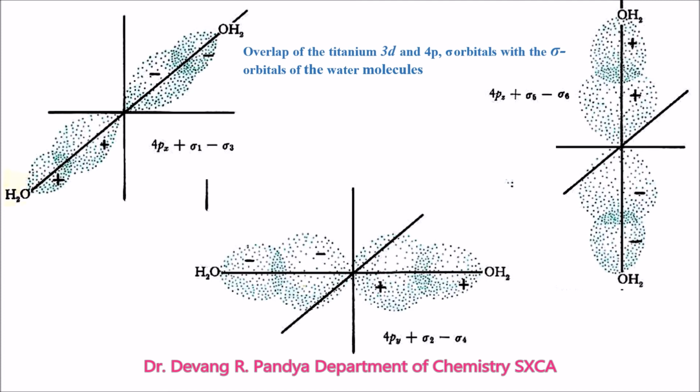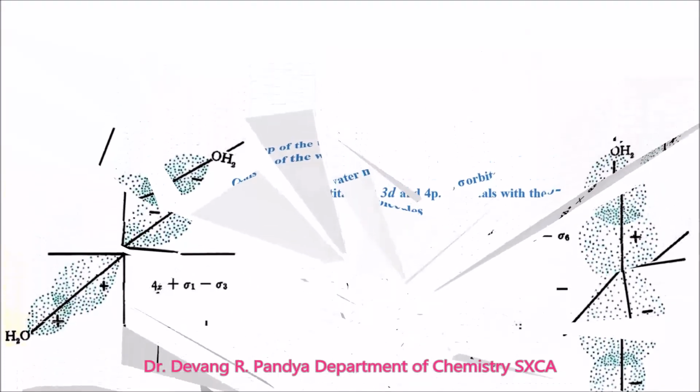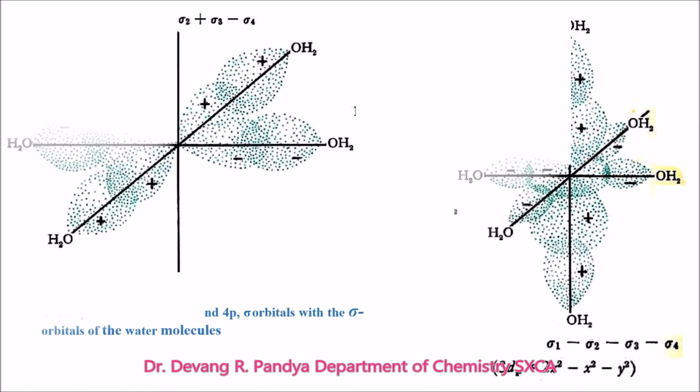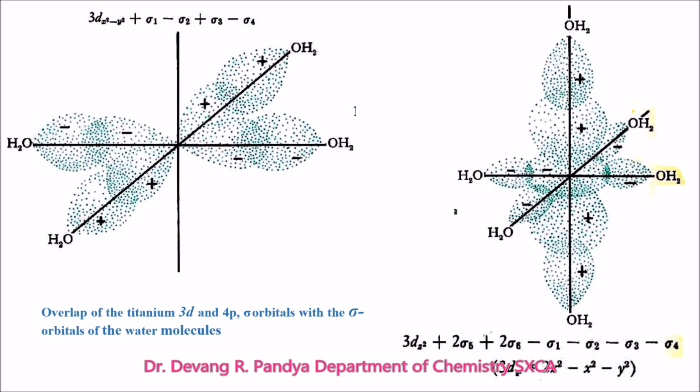This is also the overlap of titanium 3d and 4p sigma orbitals with the sigma orbitals of the water molecules, that is the p sigma orbital of water molecules, and this interaction will result in three different ways, which you can indicate in the formation. This is for the d orbital, the overlapping of titanium 3d and the p sigma orbital with the sigma orbital of the water molecules. Either you may denote it by number, or as I have already said, by plus or minus axial, that means Cartesian.